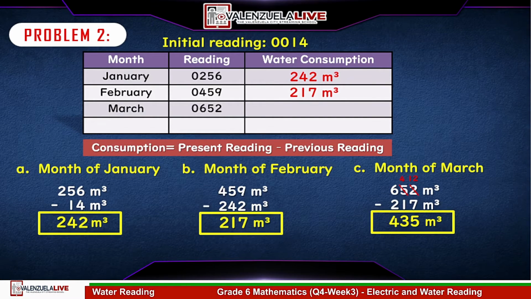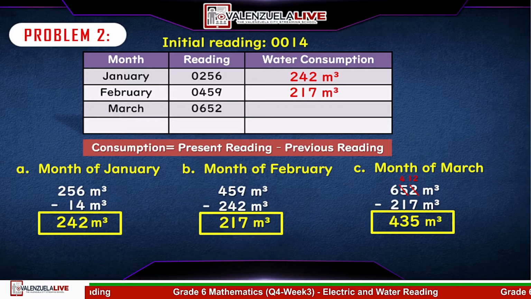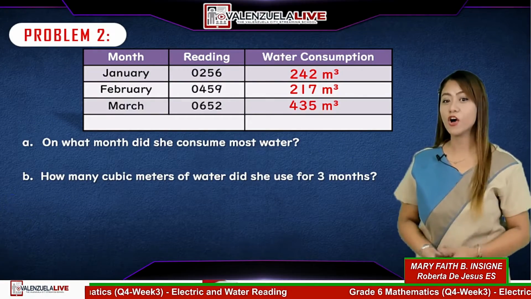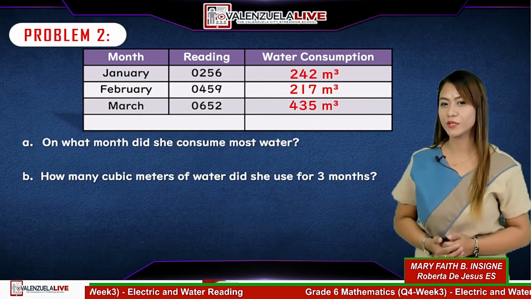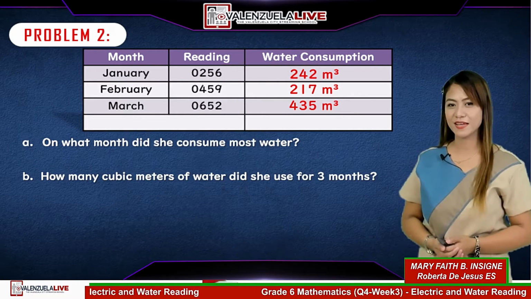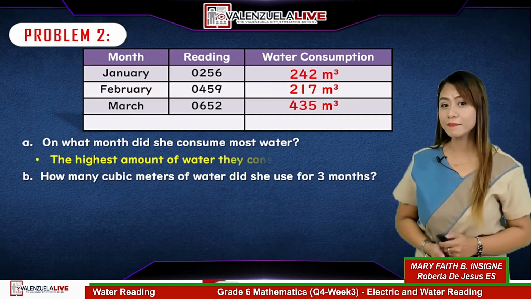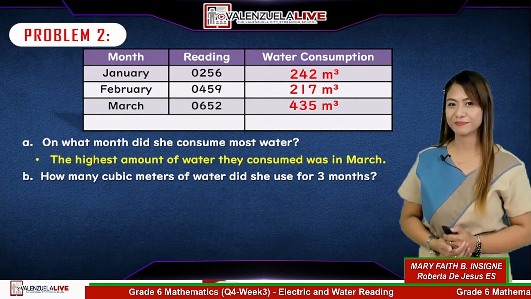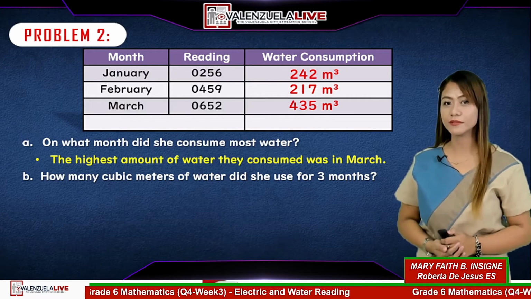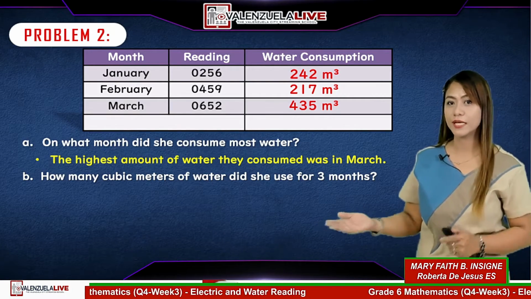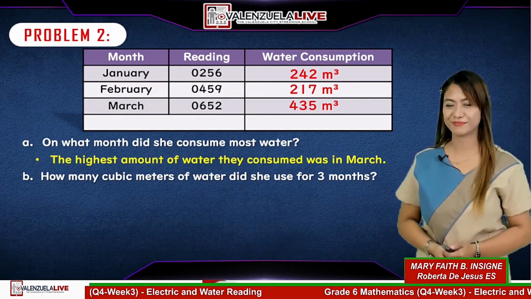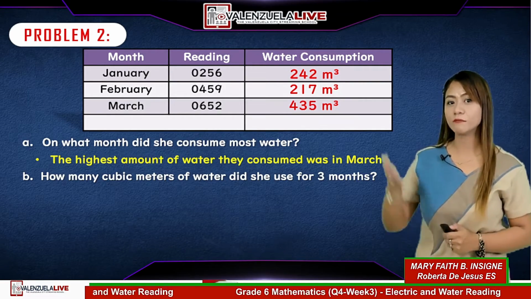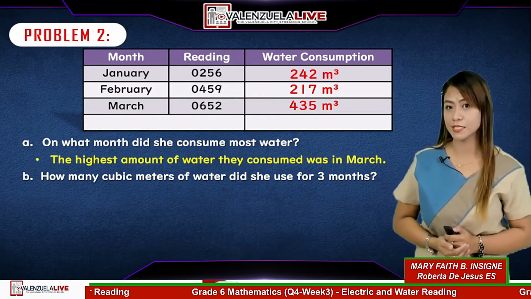Since we already have the monthly water consumed, you can answer the first question. On what month did she consume most water? Very good. The highest amount of water they consumed was in March. For the second question, how many cubic meters did she use for 3 months? This time, you need to get the sum of the water consumption for the 3 months.